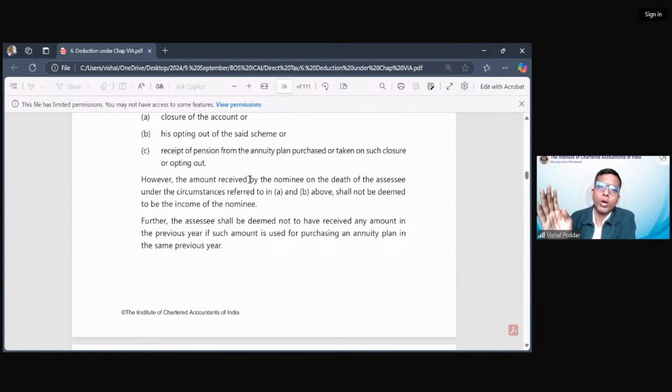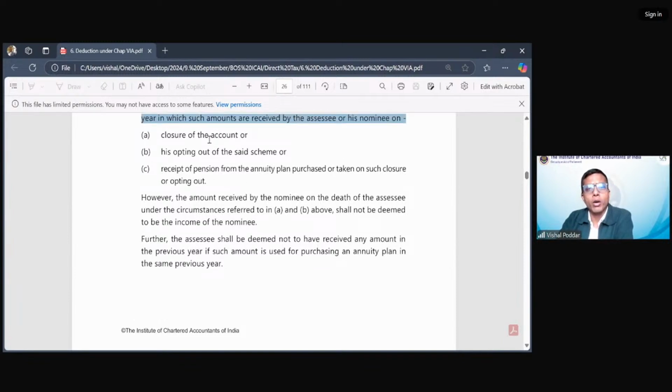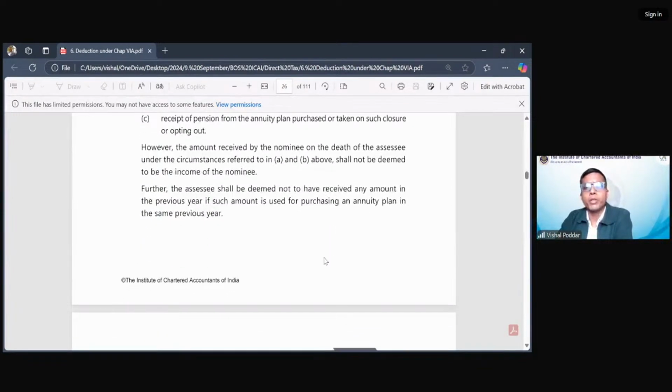This is equivalent to what we studied in 10(10D) for life insurance. If life insurance policy money is received at the time of death, it won't be taxable. Similarly, why is your account closed or why have you opted out of the scheme? Because the person has expired. In such a case, whatever lump sum amount he will be receiving, not he, his nominee will be receiving, that will be exempt. Further, the assessee shall be deemed not to have received any amount in the previous year if such amount is used for purchasing an annuity plan in the same previous year.